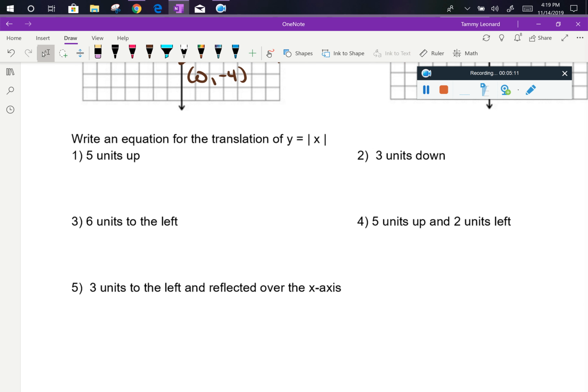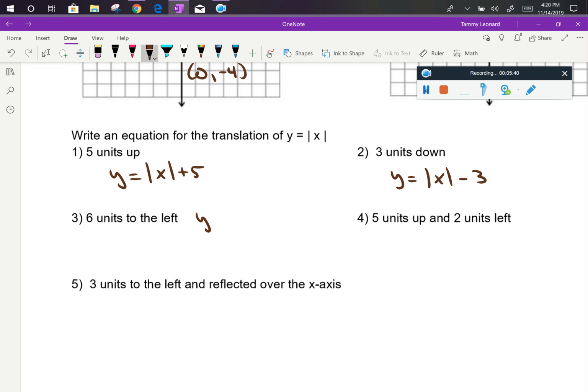Next, we want to imagine writing equations just based on the translations. Okay, so if we translate 5 up, well, 5 up happens outside the absolute value. So that equation would just look like this. 3 down is also outside the absolute value, but it's negative because it's going down. 6 units to the left, here's where we need to be really careful, right? This is side to side. So that means inside. Now I always want you to start with x minus.